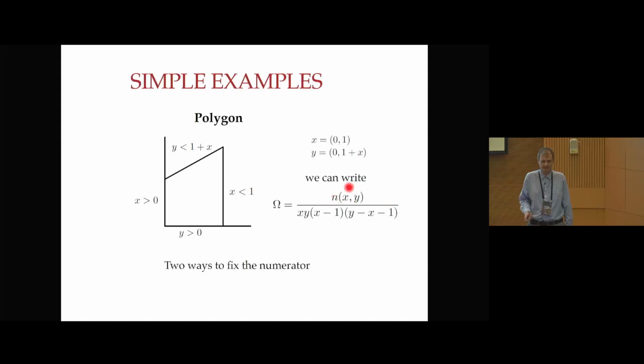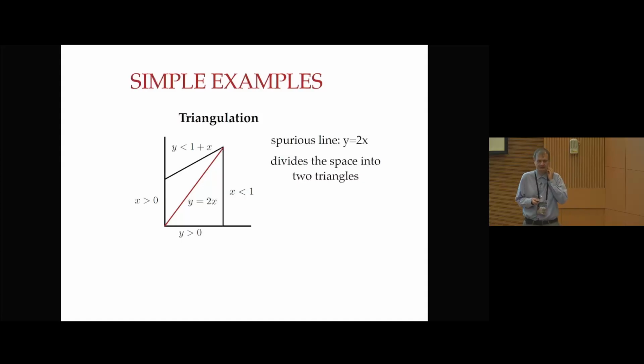And now there is some numerator as well. If you just want to write a form, we have to fix the numerator. Just knowing what the poles are still doesn't completely fix it. The differential form has some interesting numerator. Now there are 2 ways to actually calculate a form. One is triangulation, because we already solved the problem for the triangle. So we can divide the quadrilateral into 2 triangles by adding this line, y equals 2x, which connects these 2 vertices and divides the space into 2 triangles.